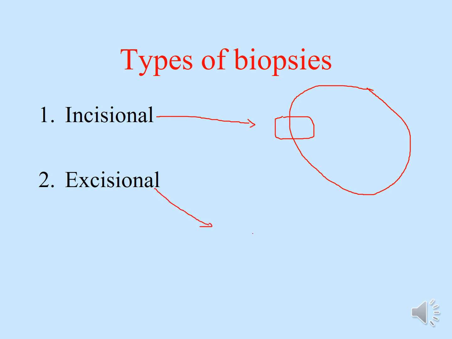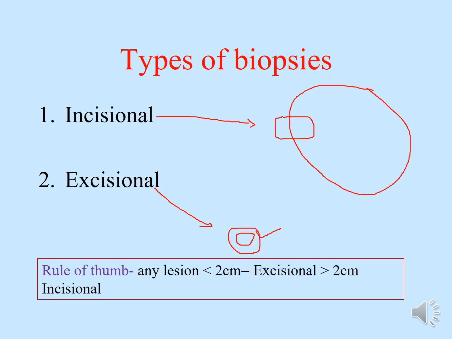Excisional biopsies, on the other hand, are basically done for smaller lesions. That means lesions that are less than 2 centimeters. They are smaller lesions, and so you are able to take out the whole thing in one sitting. That is when you call it an excisional biopsy. So the rule of thumb is any lesion that is less than 2 centimeters, you do an excisional biopsy. Anything that is larger than 2 centimeters, you do an incisional biopsy.